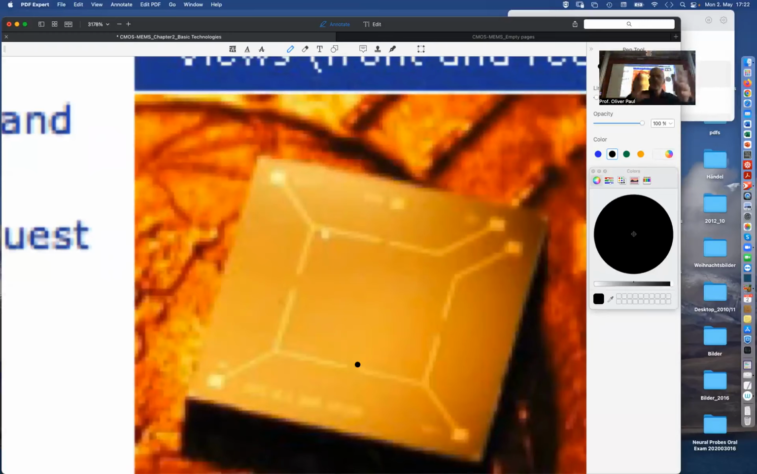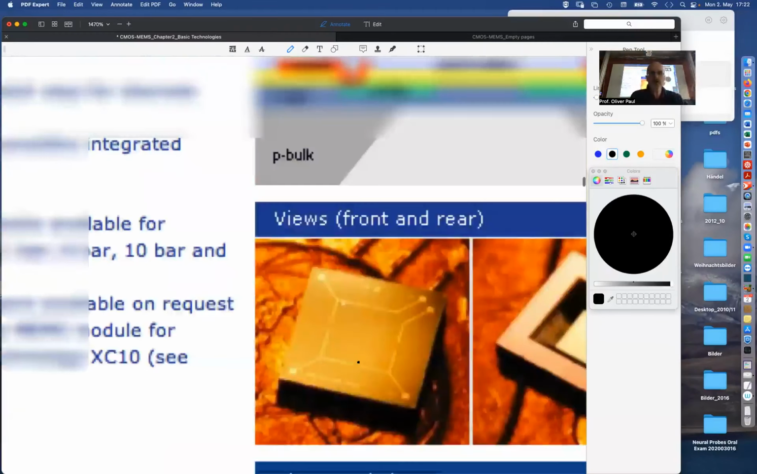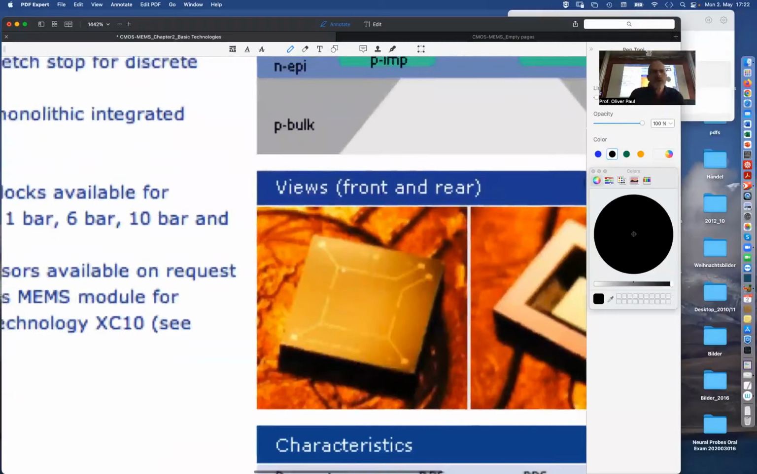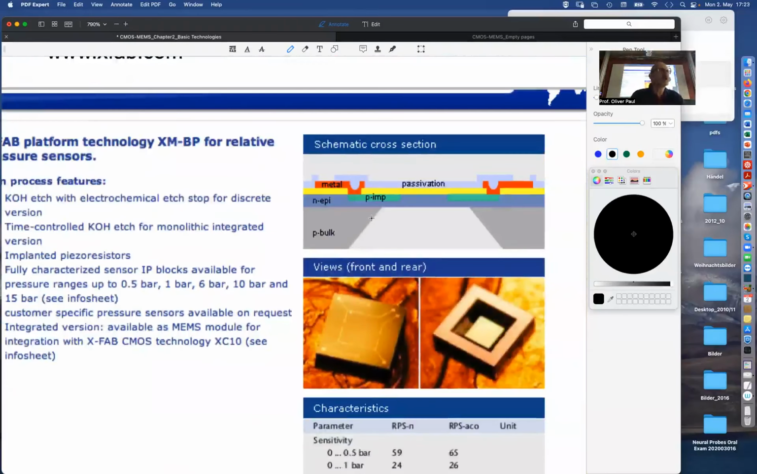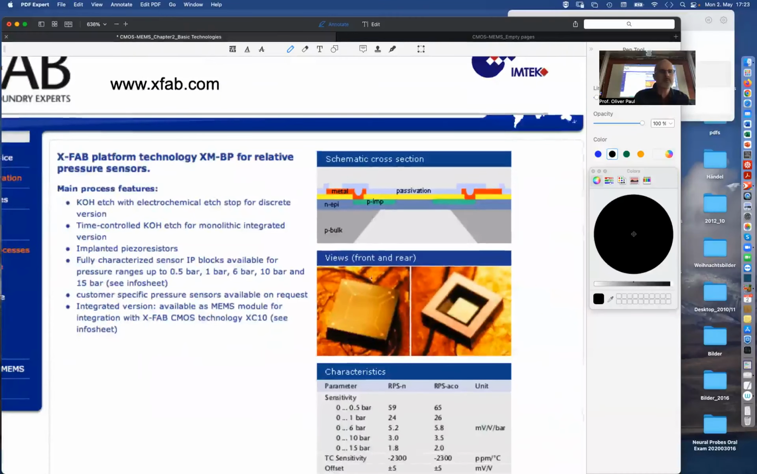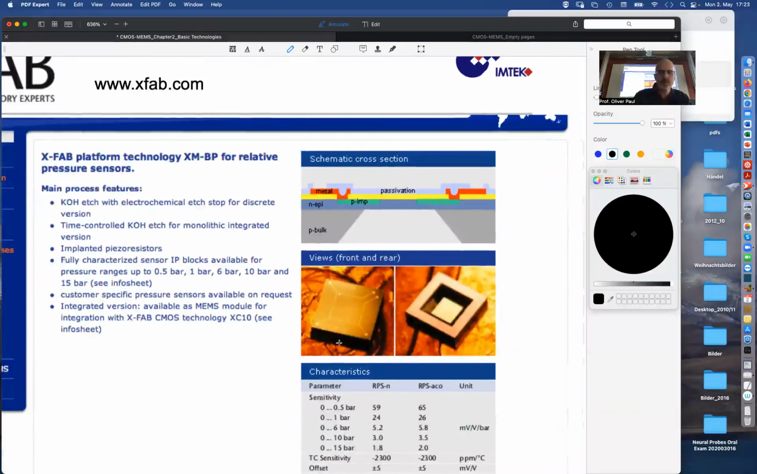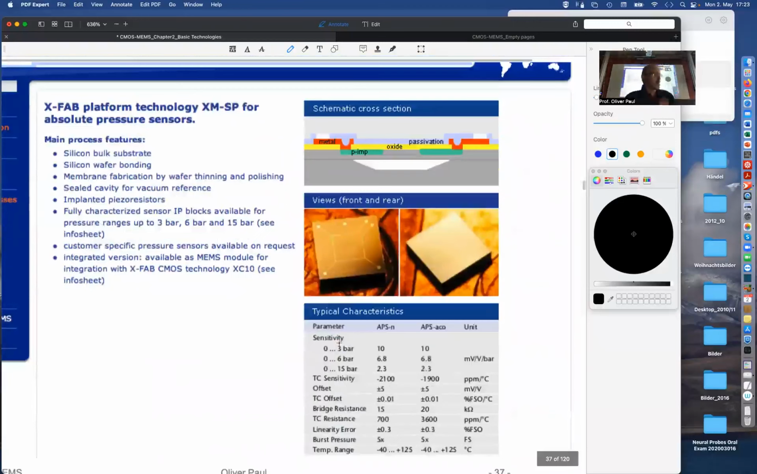And the size of that membrane determines the range and the linearity and everything. So you can have something realized according to your wishes, for different pressure ranges, as you see here. Then here's another pressure sensor design with a closed cavity. That's interesting. So the company for sure goes through a process where they provide wafers that have already a prefabricated membrane inside.